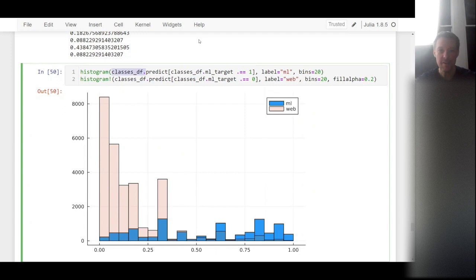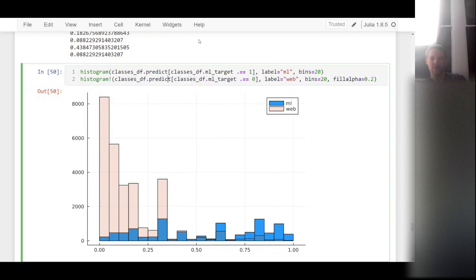So I take predict vector, and from this vector, I filter only those elements for which ML target is 1. So I look only at developers who are machine learning developers. And I create a histogram of those predictions, label this histogram as ML, and the histogram should have 20 bins. Yes, clear? Now the second histogram is for web.